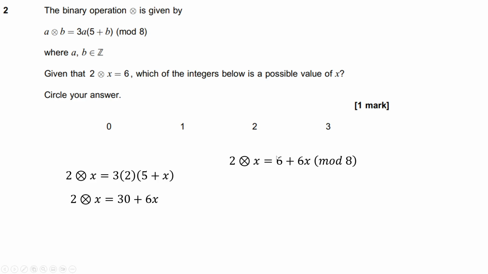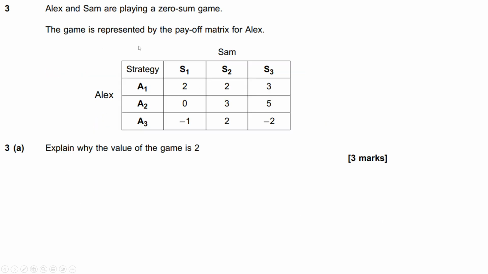Okay, we've got 6 plus 6x equals this, but we know that this equals 6, so this actually equals 6, and then you get x equals 0, so this must be your answer.